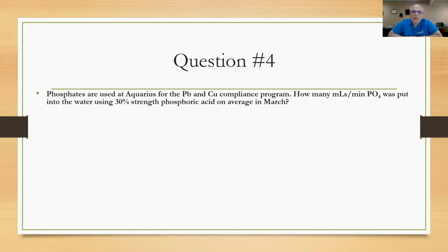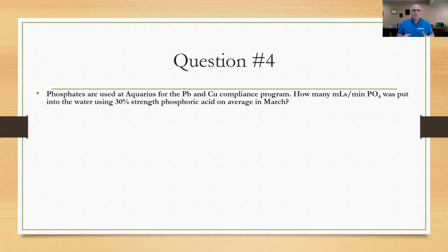How many milliliters per minute of phosphate, not phosphoric acid, but phosphate, was put into the water using 30% strength phosphoric acid on average in March? So let's think about that question, the way they're asking it. We know that Aquarius plant has phosphoric acid. They don't have phosphate that they put in the water. They have phosphoric acid that they put in the water, part of which is phosphate.